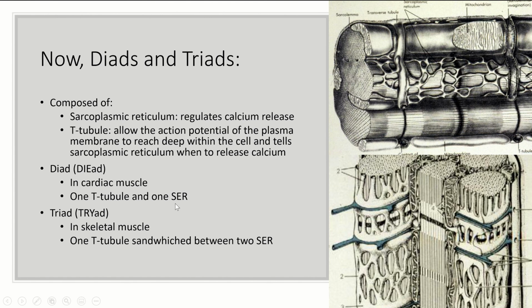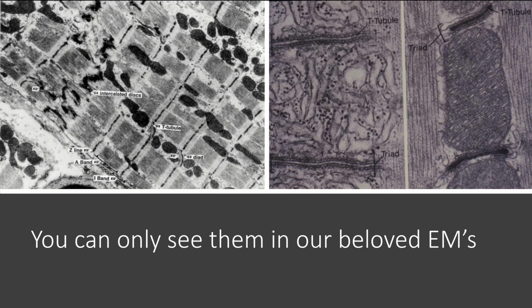Does that make sense? And the way I remember which is, in cardiac muscle, if you do not have cardiac muscle, you will die, right? If your heart cannot pump, you will die, so it has a dyad. In skeletal muscle, if you want to contract your skeletal muscle, you need to try, right? You need to put in effort because it's voluntary. So in skeletal muscle, you have a triad. That's how I remember it.